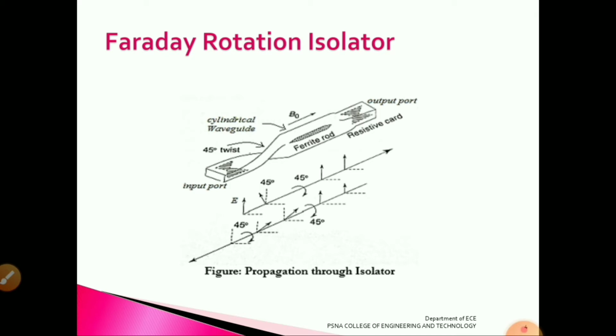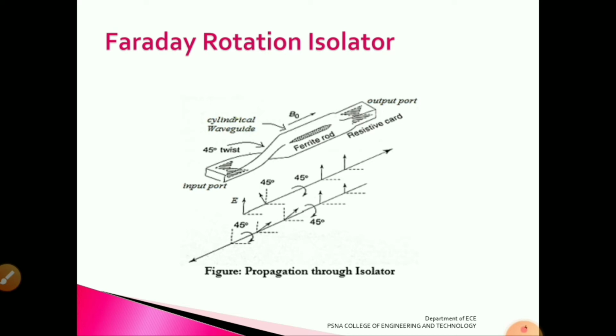So put together, a 45-degree rotation in the anti-clockwise direction due to the twist plus a 45-degree rotation in the clockwise direction due to the ferrite rod, the wave gets the same polarization as in port 1. So port 2's resistive card does not absorb the wave. It passes the wave.